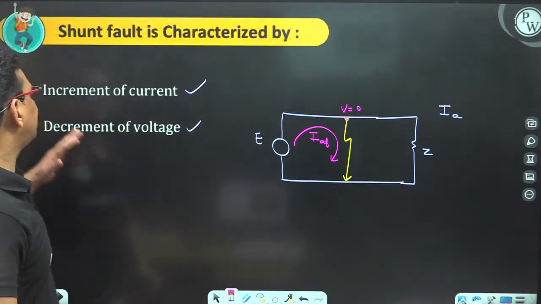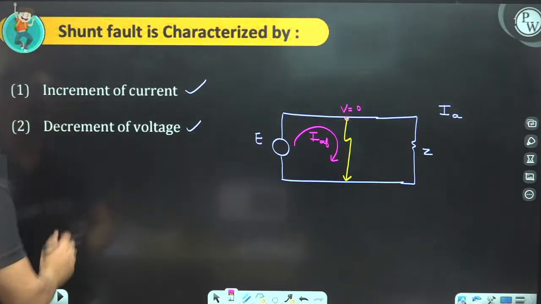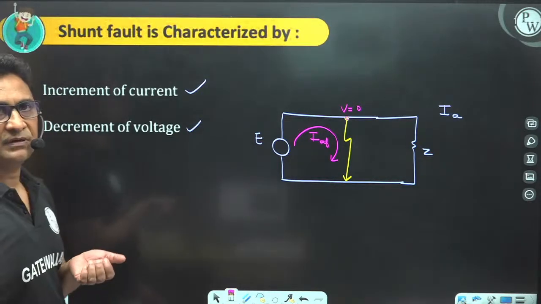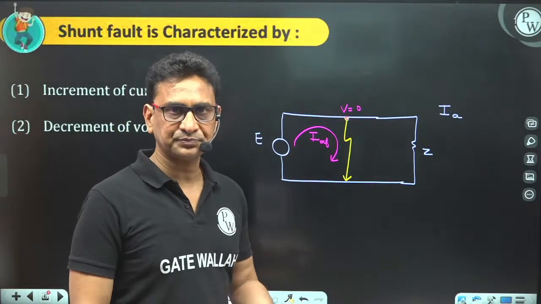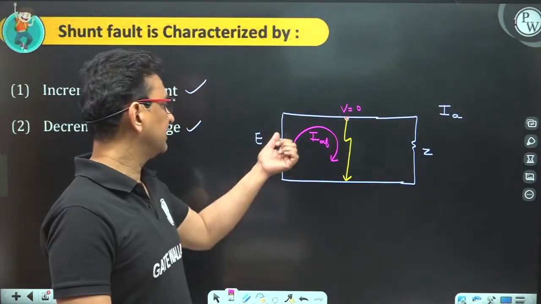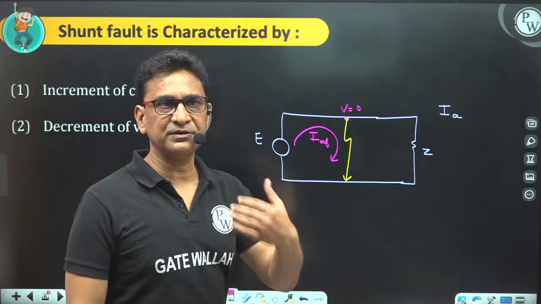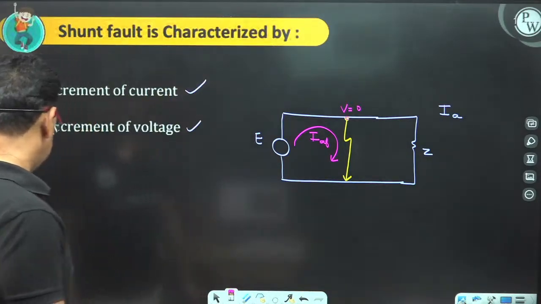So the shunt fault is characterized by an increase of current and a decrease of voltage, because the impedance is reduced and the magnitude of the fault current will be increased.